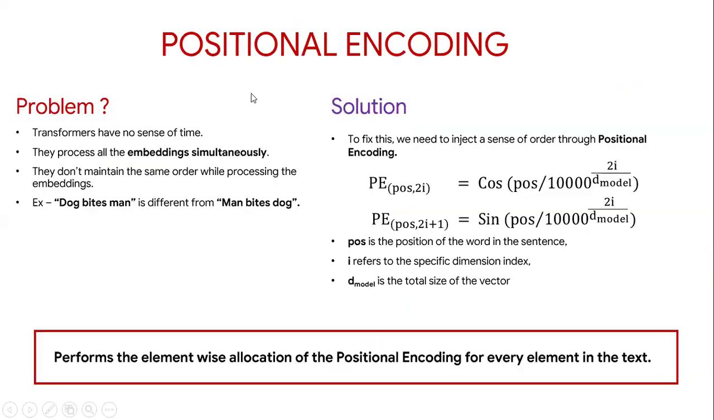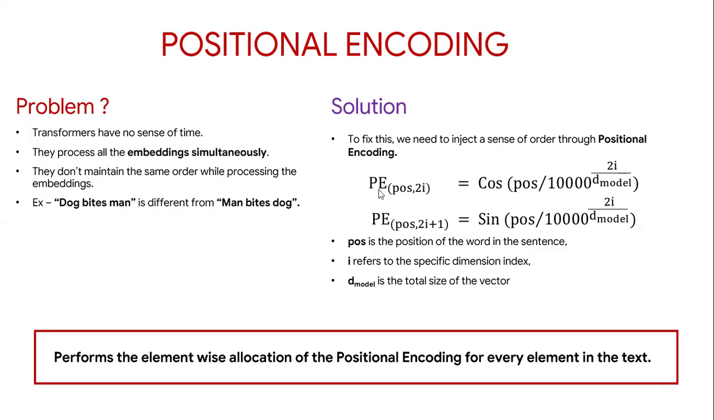Coming to the next one, the positional encoding. The positional encoding is necessary because whenever the transformer takes multiple vectors and the multiple vectors go through multiple stages of processing, they do not maintain the order, since the embeddings are taken up simultaneously in the multiple stages. So we need to maintain a position. Suppose, for example, dog bites man is different from man bites dog, because the entire meaning gets changed. So we need to maintain the position while the result is displayed. To fix that, we need to inject a sense of order through the positional encoding.